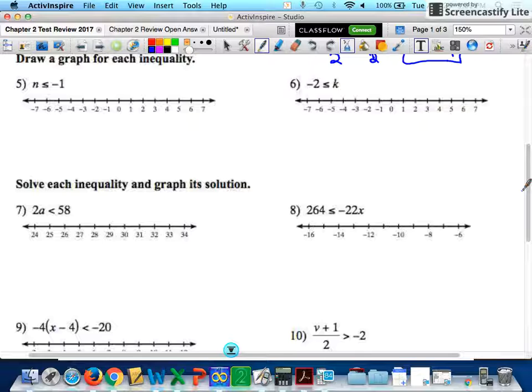Number 5 says draw a graph for each inequality. Well, when I know that my variable is on the left-hand side, I can trust the arrow.